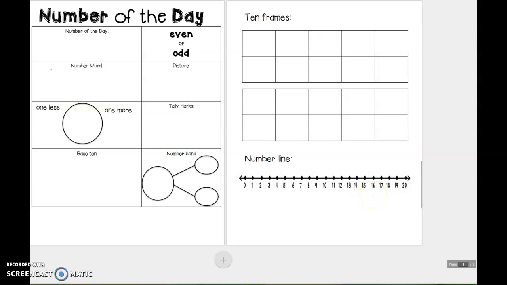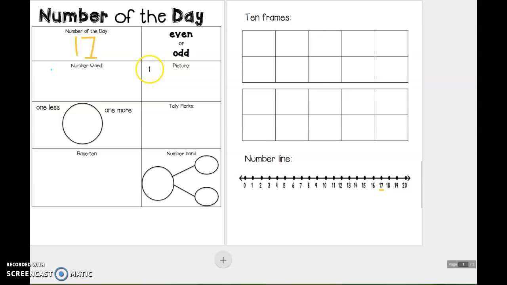We remember that if we hear the word teen, it's going to start with a 1, and then we hear 7. So we know it's going to be a 1 and a 7. So we're going to write it. 1, 7 is 17. Now we can look in the ones place to decide if that is even or odd.